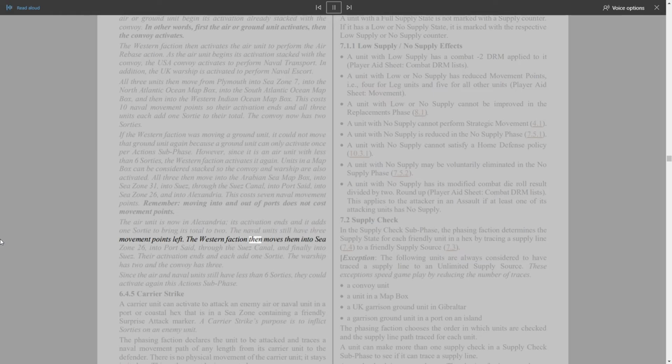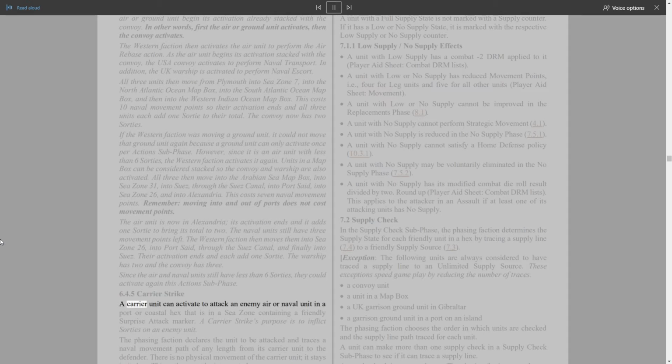The Western faction then moves them into Sea Zone 26, into Port Said, through the Suez Canal, and finally into Suez. Their activation ends and each adds 1 sortie. The warship has 2 and the convoy has 3. Since the air and naval units still have less than 6 sorties, they could activate again this action subphase.